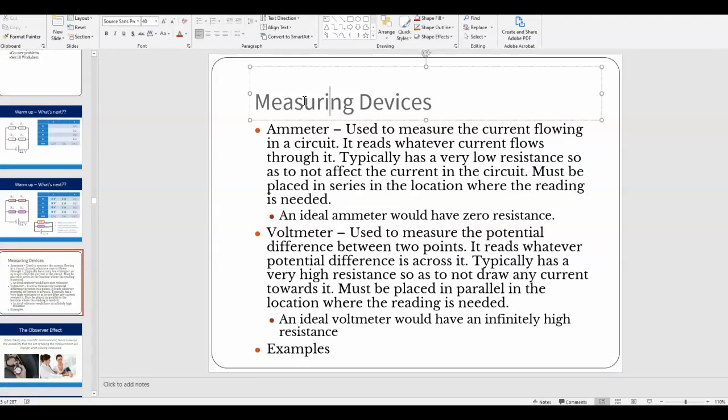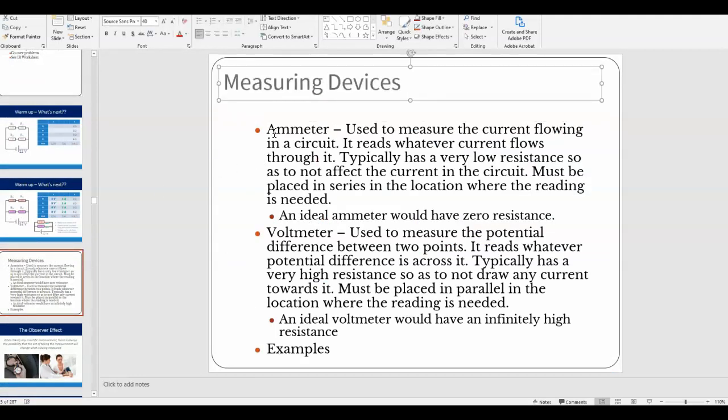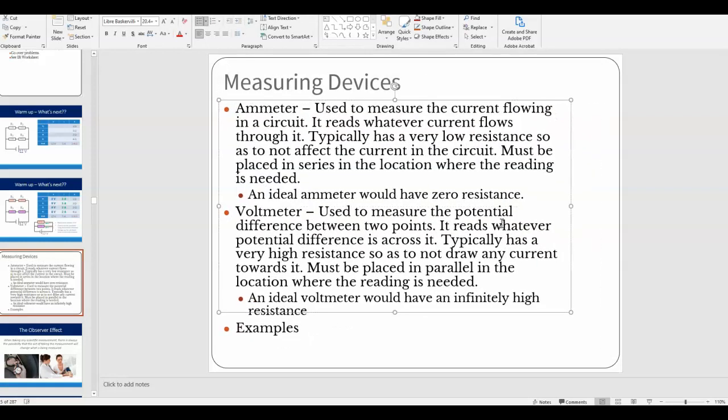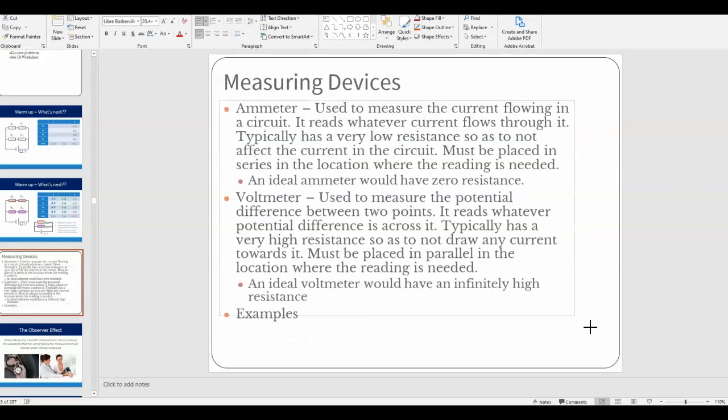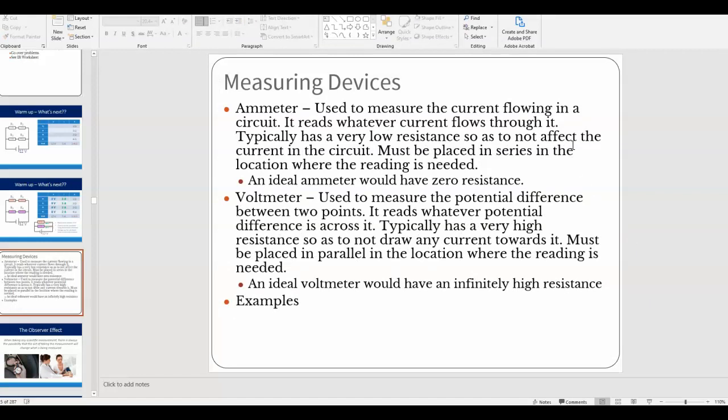Okay, the last thing I want to talk about in this video is measuring devices. There are two important measuring devices that you need to be aware of, and that is called an ammeter and a voltmeter. Okay, so pause here, make sure you add this to your notes.